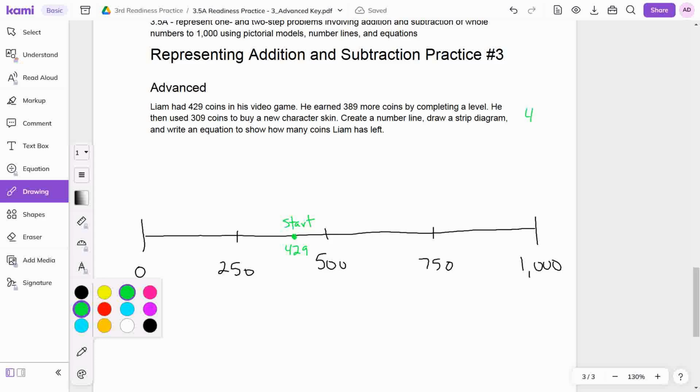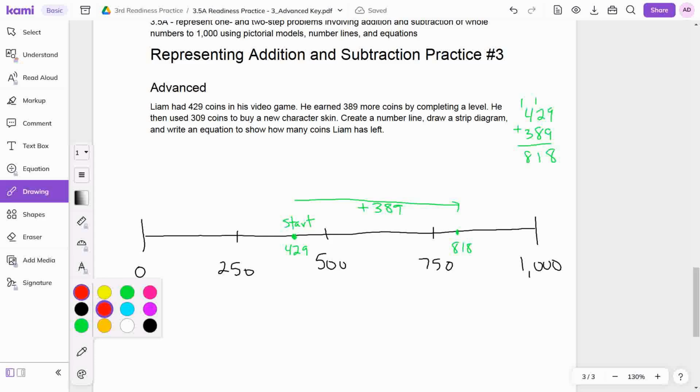That means I'm going to go to the right, but I want to see how far I need to go. 389. That's going to get me 18. That's going to give me 10, 11. And that's going to give me 8. So up to 818. So maybe right around there. So I'm at now 818 because I just added 389.